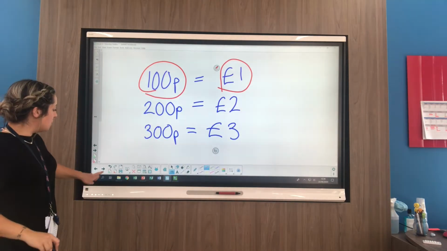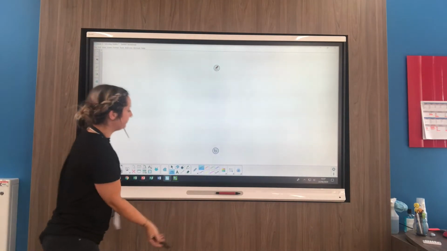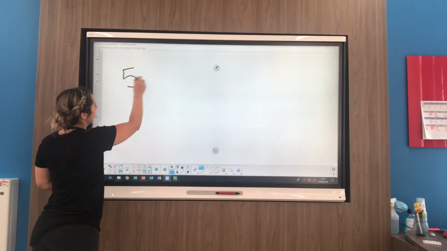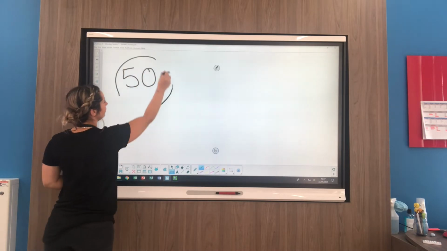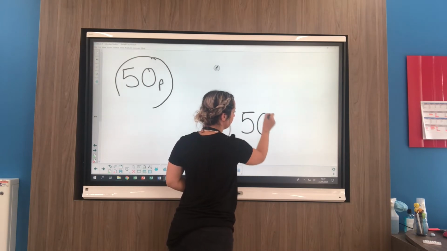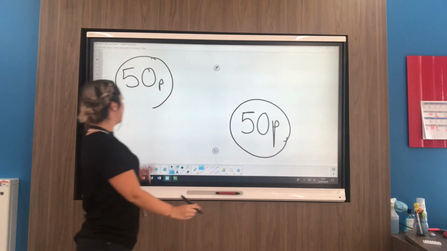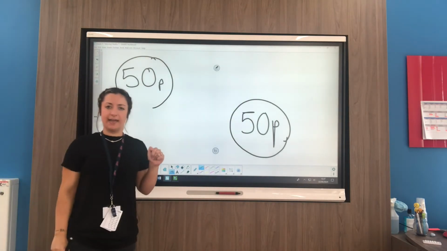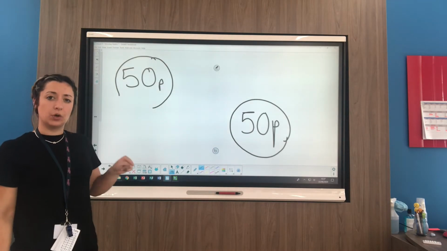Now when we have money, we have lots of different coins. So if we had 50 pence and we had another 50 pence, okay, I know 5 add 5 is 10, and that means that I know 50 add 50 is 100.